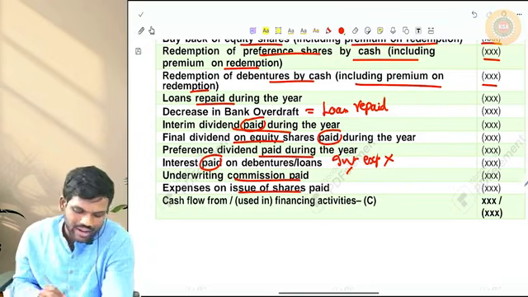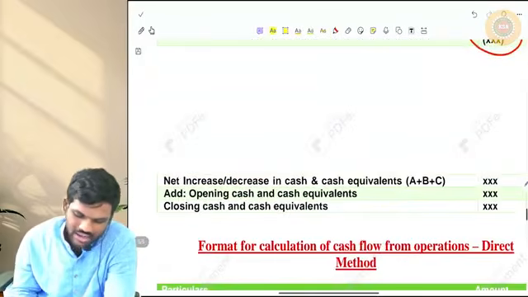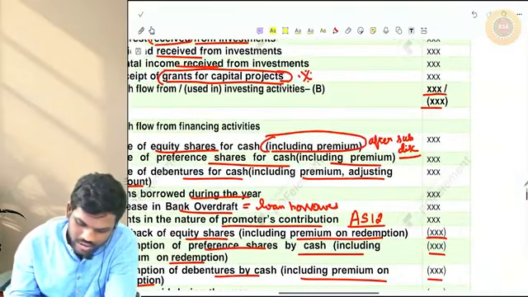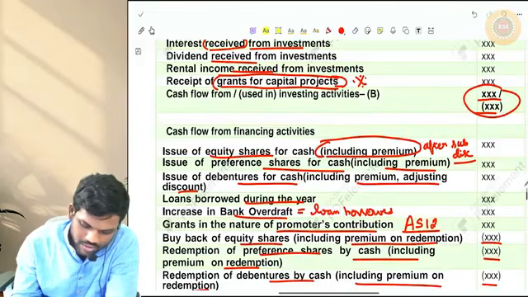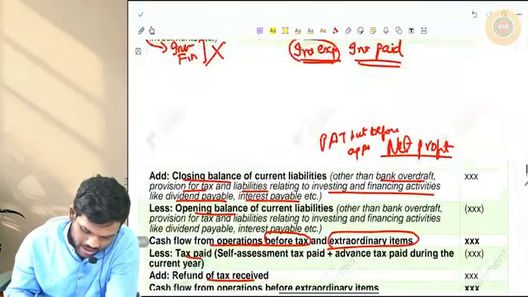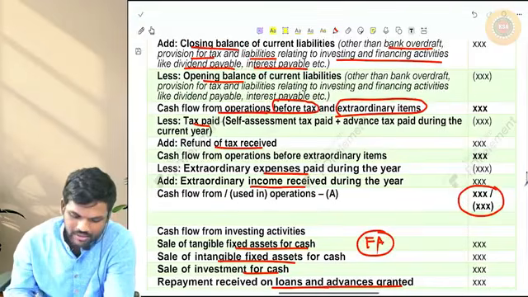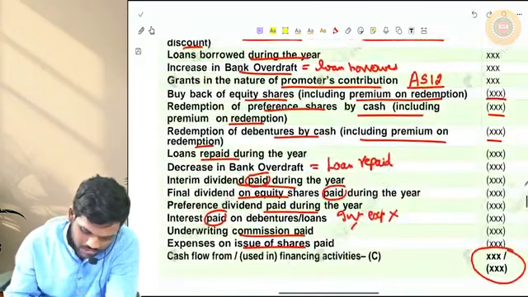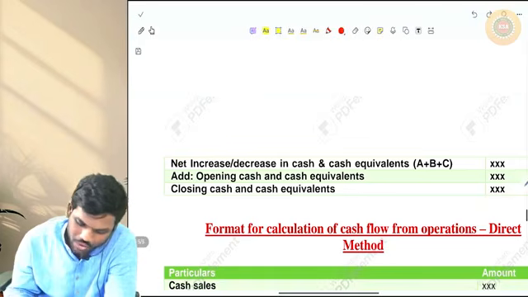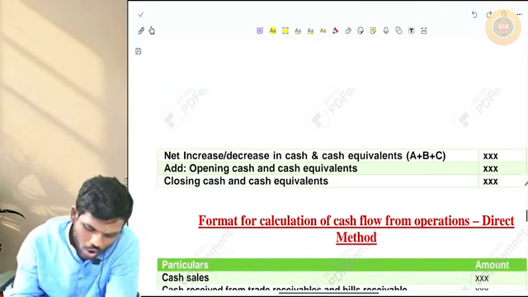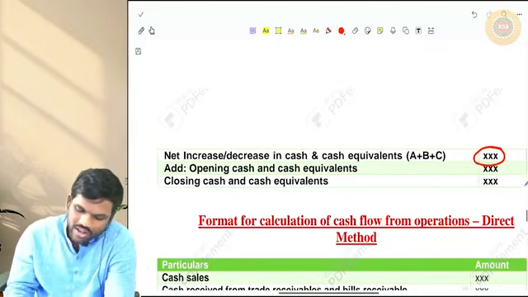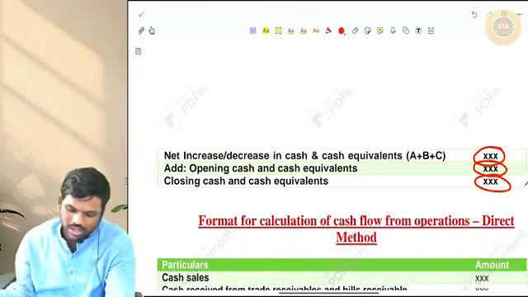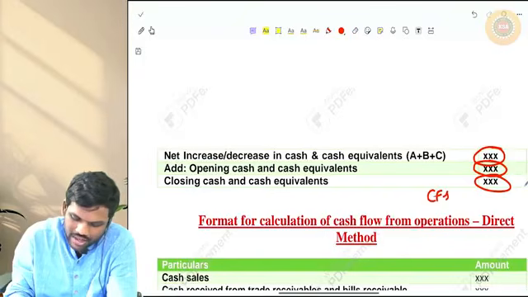Once you do all this, you will get cash flow from financing activities, and then add all these: cash flow from financing, cash flow from investing, and cash flow from operating. Add all this. What you add will give you the net increase or decrease in cash and cash equivalents. To that, if you add the opening balance of cash and cash equivalents, you will get perfectly the closing balance of cash and cash equivalents, and your CFS, cash flow statement, will tally.